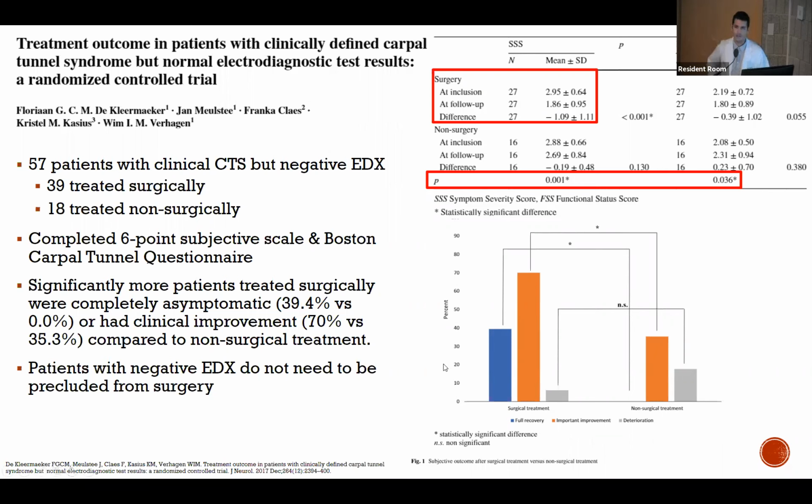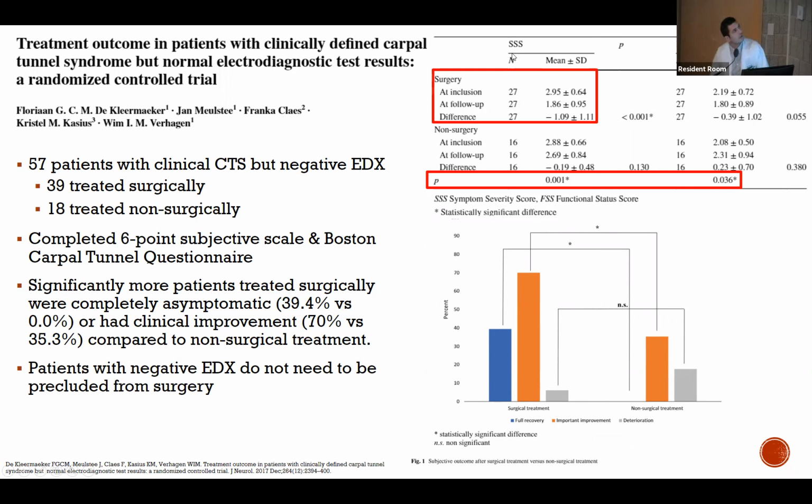These patients were asked to fill out a subjective 6-point scale on their symptoms, both at baseline and at 6 months after the surgery, as well as the validated Boston Carpal Tunnel Questionnaire, which asks patients about their symptom severity and functional outcomes. What they found was that significantly more patients who were surgically treated were completely asymptomatic or had clinical improvement compared to those who were treated conservatively.